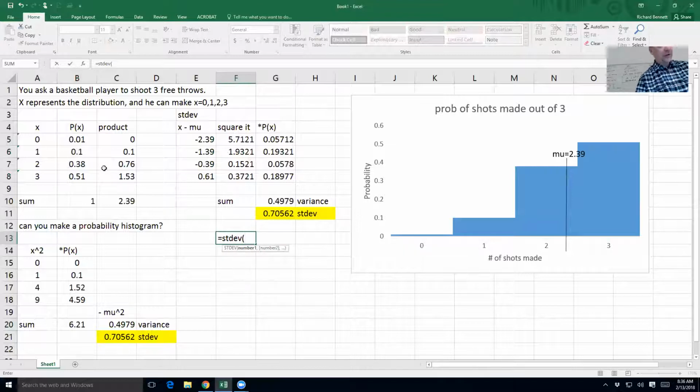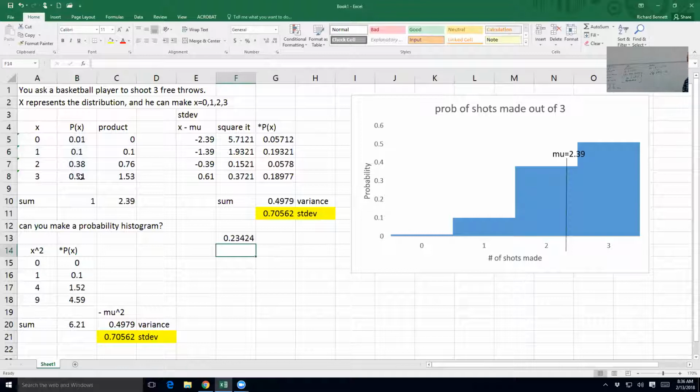STDEV of all this stuff. You ain't getting that answer, okay? So you can try, some of you will, don't do it. It's gonna be wrong. There's no way to get this. You gotta do it my way, okay?